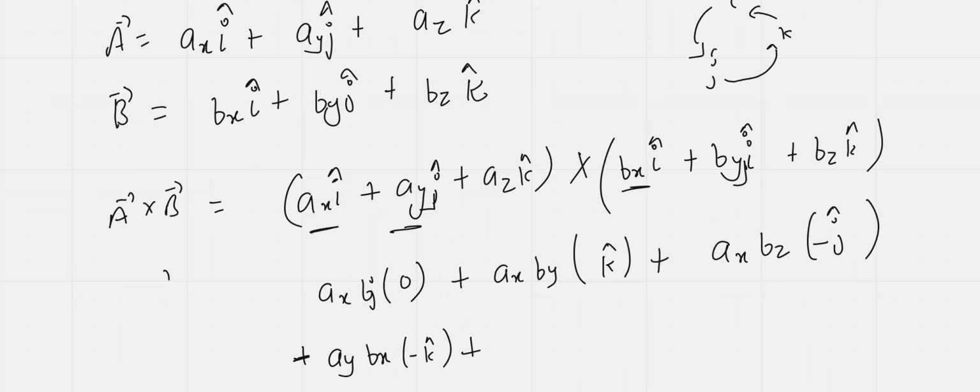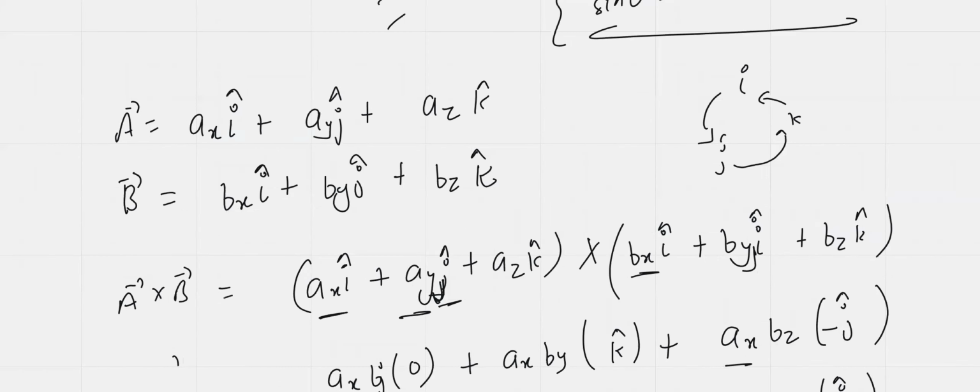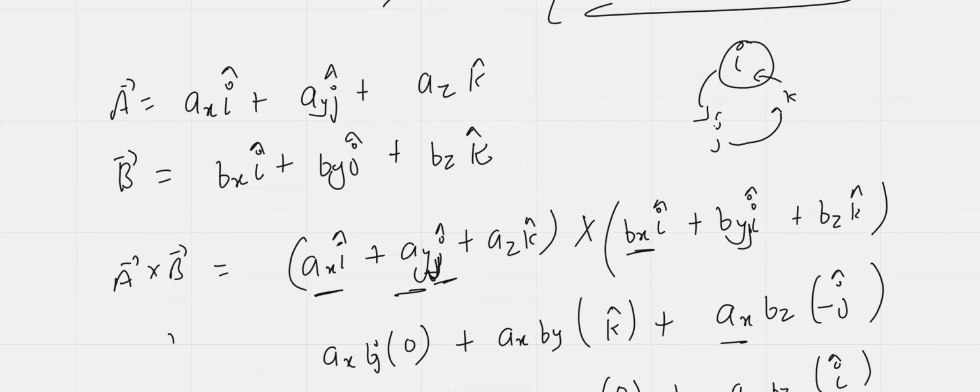Plus AY with BY. AY, BY, both are J cross J. That is 0. Plus here A of Y, B of Z maybe. Yeah, that is B of Z. What you are doing? No, this is J, right? You are doing I cross K, so this will result to I. Okay, you are doing J cross K. So J cross K results to I. So that is the thing.